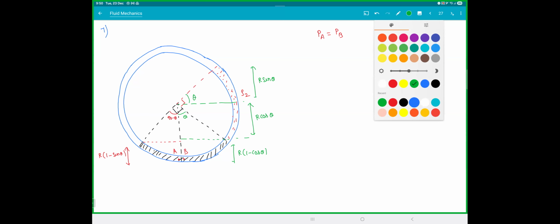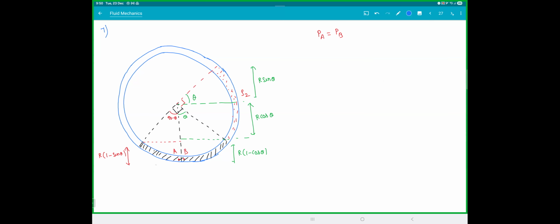So what is the pressure at A? Which liquid is this? This is rho 1 liquid. So rho 1 g times the height, which is R into 1 minus sine theta. This must be equal to the pressure on the right hand side. What is the pressure here? Rho 2, this liquid. What is the height? Rho 2 g, R sine theta plus R cos theta, because this entire red liquid is occupying this vertical height.